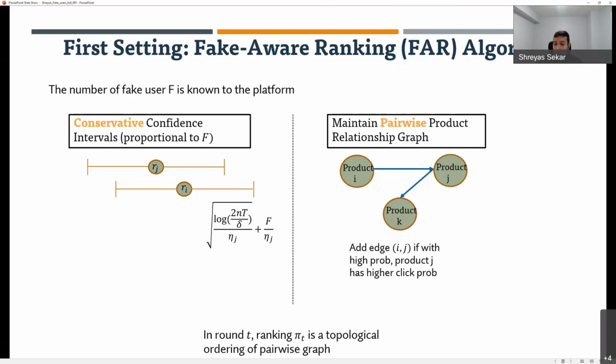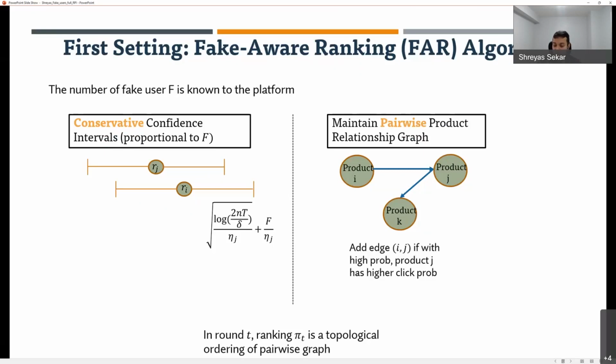In particular, I'm going to combine these two with the following idea. I'm going to say that product J is better than product I, as long as my lower bound for product J, that's the line that you see on the leftmost, is larger than the upper bound for product I. In other words, my most pessimistic estimate for product J is better than my most optimistic estimate for product I.